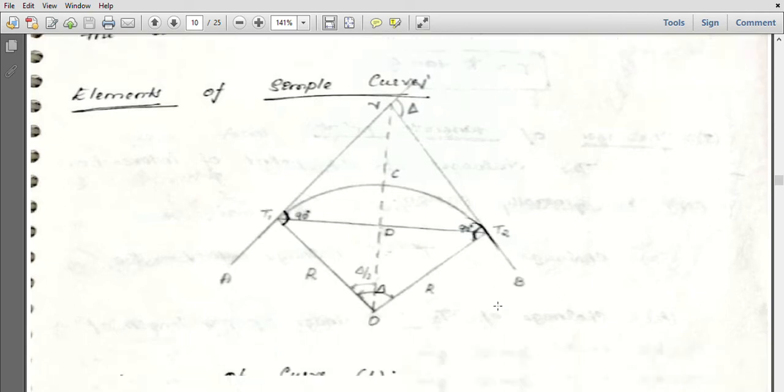So today we are going to discuss the elements of a simple curve. We know what a simple curve is. A simple curve is always drawn between two straights, that is AV and VB. These are the two straights. T1 is the point of curve and T2 is the point of tangency.